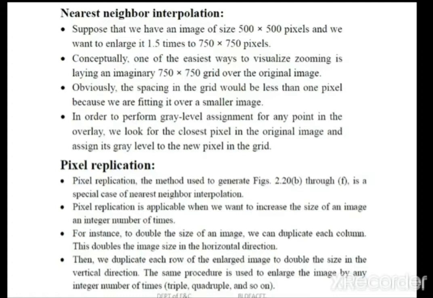For zooming, we use pixel replication, where we simply duplicate each column. In case of shrinking, we simply remove alternate columns. So this is the process we use in case of zooming and shrinking of images.